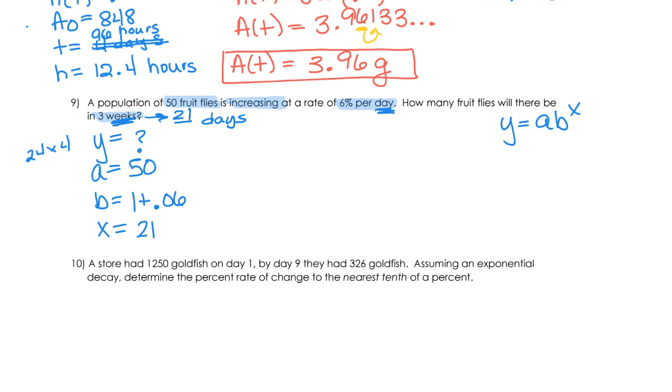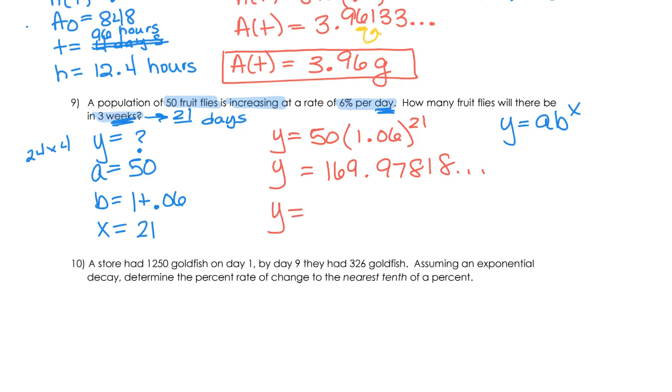And we're solving for our y. So we're ready to plug in. We're going to go ahead and say y equals 50, 1.06, raised to the 21st power. And if we type it in, we end up with 169.97818 dot, dot, dot. And I didn't see any rounding directions. However, talking about fruit flies, I don't think we can have a decimal of a fruit fly. And so we're going to underline the whole number spot, look next door, and that 9's going to round that 9 up, and that 9's going to round the 6 up. And so we're going to go ahead and say 170 fruit flies.